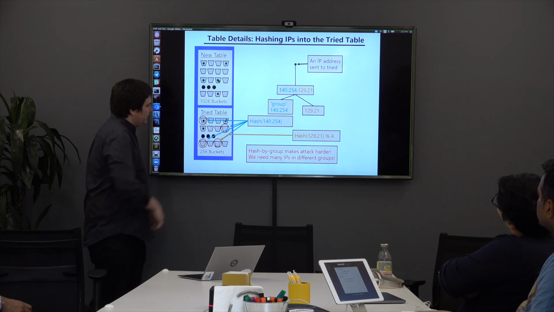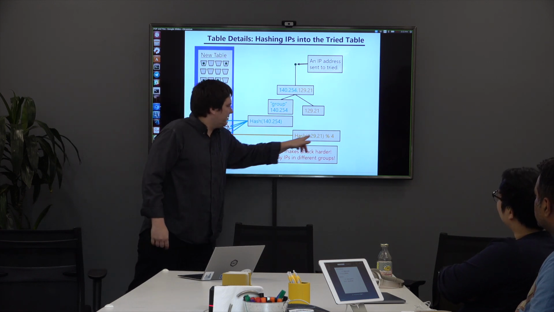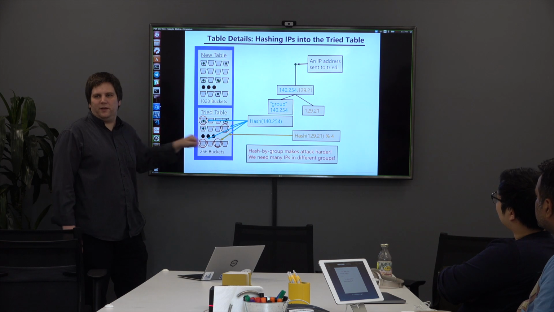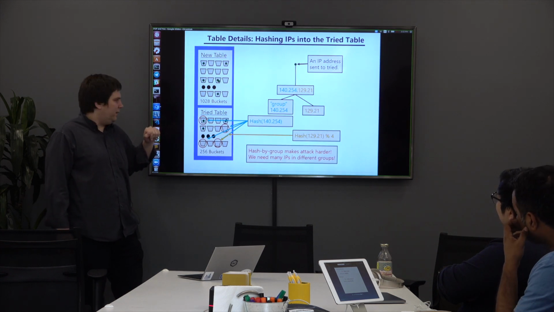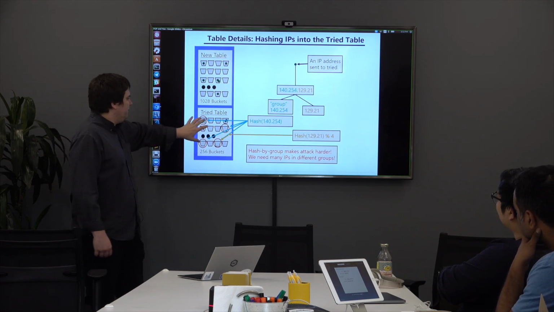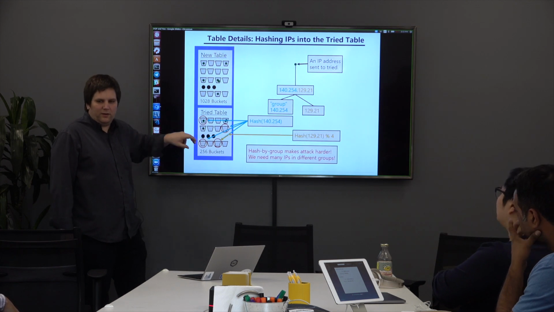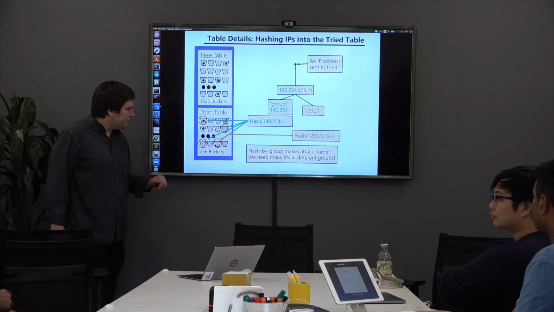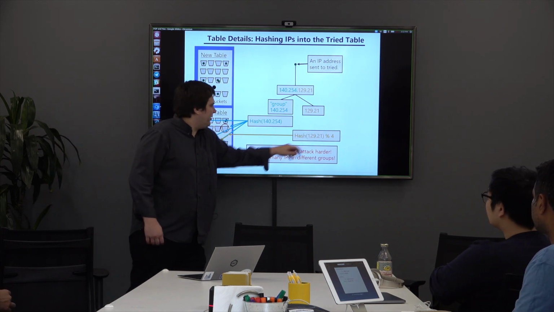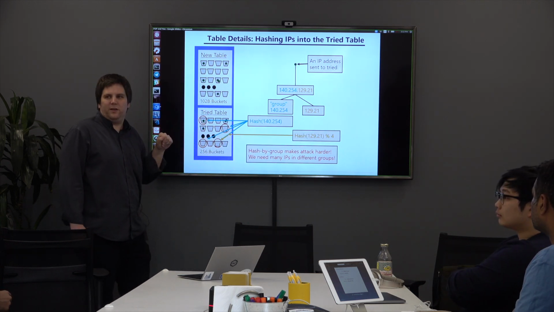One of four buckets, and then you use the last part to determine which bucket the IP address goes into. So the first thing restricts it to four buckets, the /16 to the four buckets, and then the second half of the IP address selects which one of the four buckets it ends up going into.